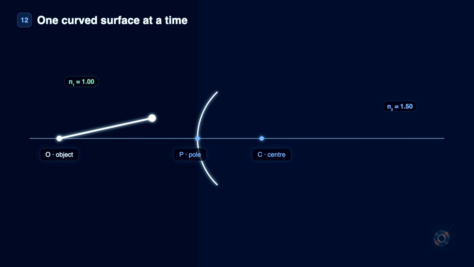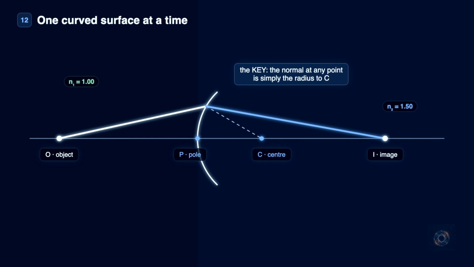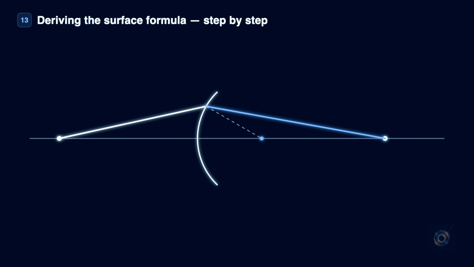Real lenses are built from curved surfaces. So let's refract light at a single spherical surface. An object sits in a medium of index n1. Light refracts into n2 and forms an image. The surface has radius r. Watch how little it takes.